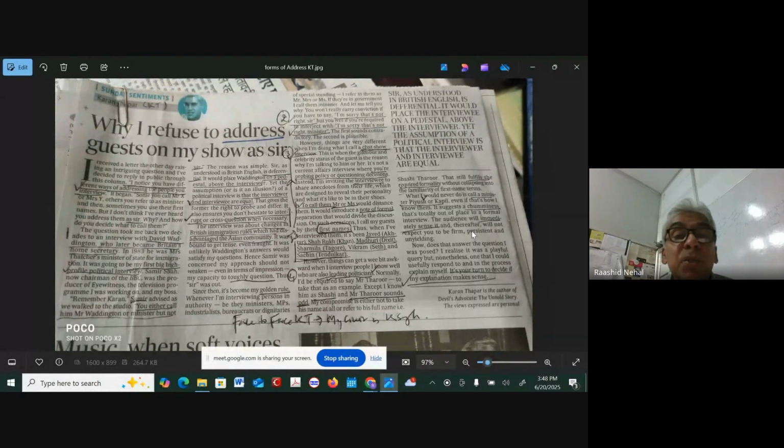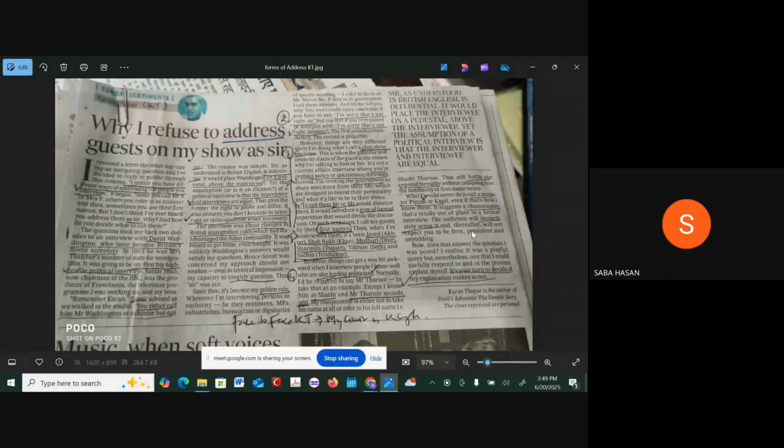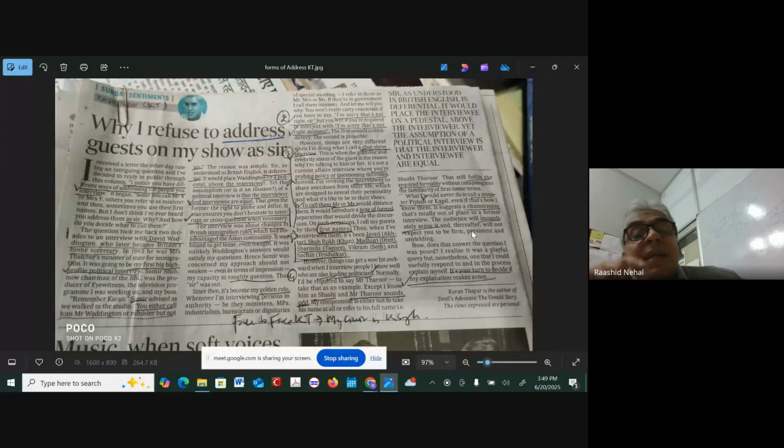It also ensures you don't hesitate to interrupt or cross question when necessary. Now see, we'll go to the next slide about how to interrupt. The point I'm trying to make here is that this is a case of interpersonal communication, and authentic communication is guided not only by such situations. It is also guided by what kind of role relationship one is enjoying when somebody is in that particular kind of communication.